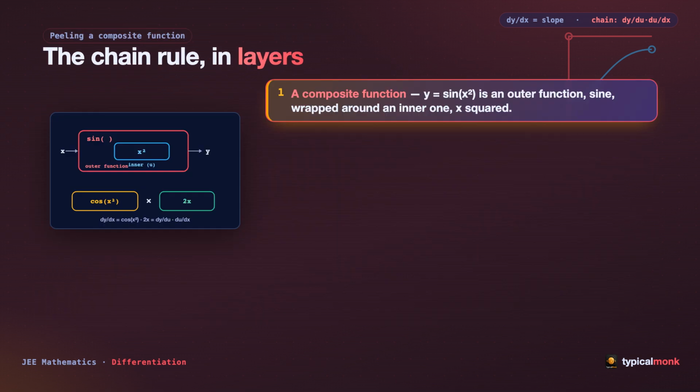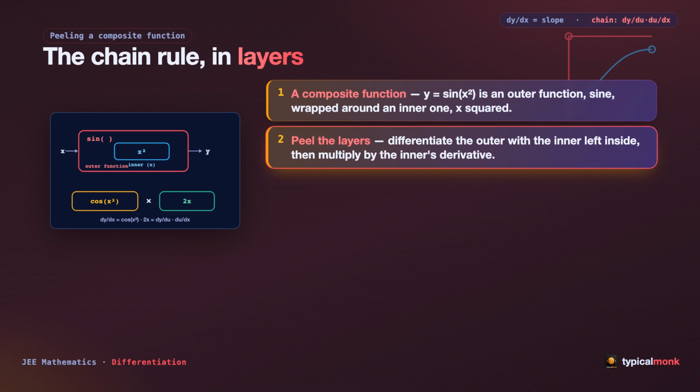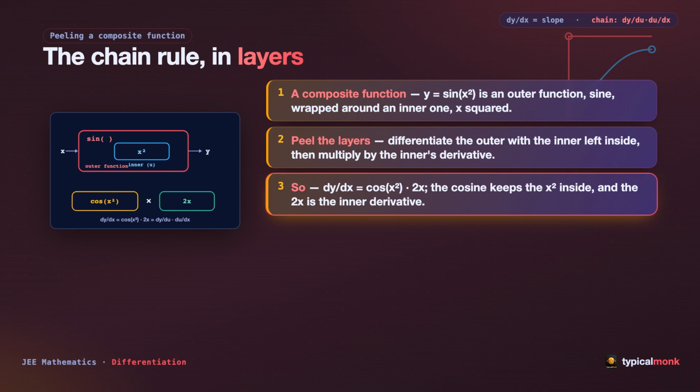Now the picture behind the chain rule, a composite function in layers. A composite function, y equals sine of x squared. An outer function, the sine, wrapped around an inner one, x squared. Peel the layers. Differentiate the outer function with the inner left sitting inside, then multiply by the derivative of the inner.